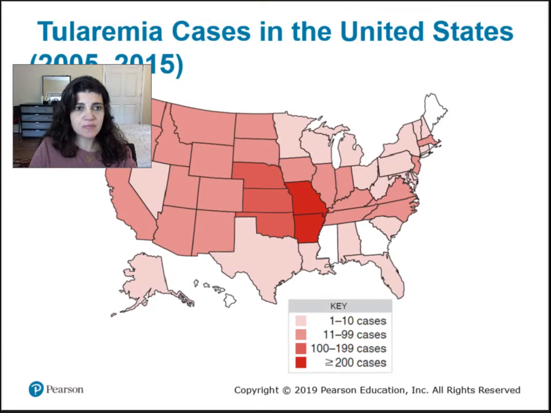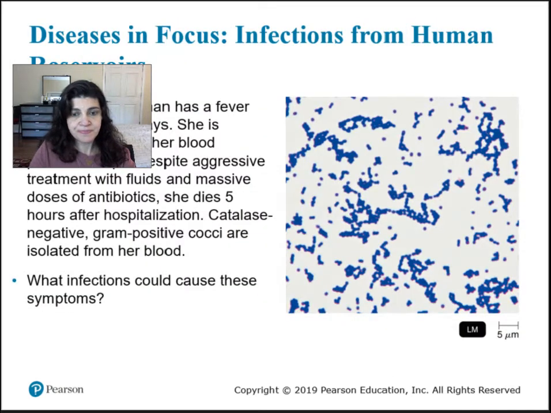So this is between 2005 and 2015. Most of the cases of tularemia were in that region, and here you have the Midwest and Southwest, like Missouri and Arkansas. These are the worst states. Okay, we're kind of happy here. We don't have many cases.